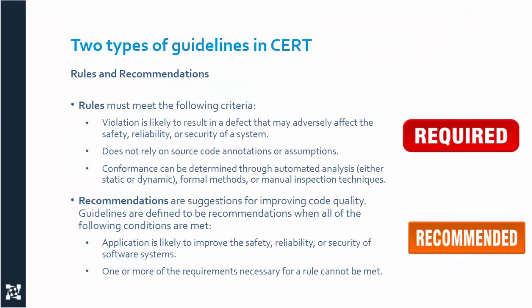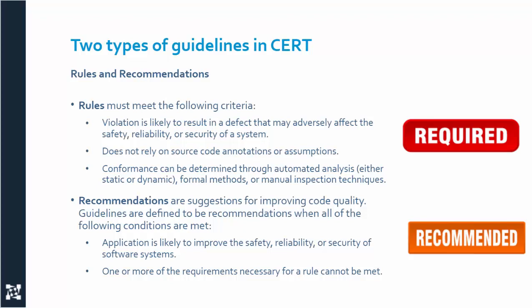So as I mentioned, there's two types of guidelines in CERT. We'll see something very similar with MISRA. Some of them are required because the defect that may occur is likely to have some kind of a safety, reliability, or security impact and doesn't rely on assumptions or annotations. In other words, we can get a good decision from the software that's an objective decision. And we can do that through automated analysis or formal methods or manual inspection. So we can be really sure it's followed. That's the idea. And the recommended ones are either less risky, less dangerous, or they're simply the kind of thing that we can't really get a binary decision from a tool on.